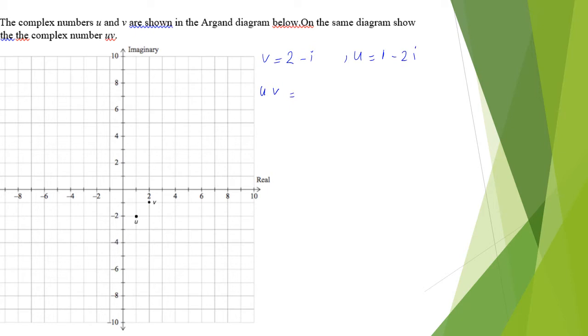So I would multiply them together first: 2 minus i times 1 minus 2i, and if you expand the brackets you will get -5i. Then you mark it on the diagram, so that's the uv value.